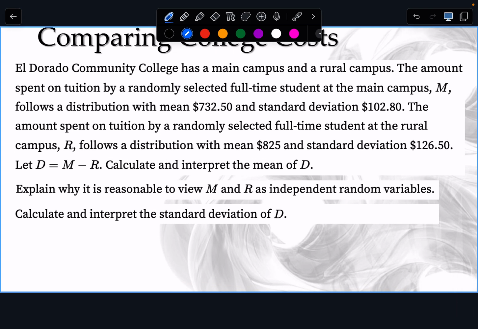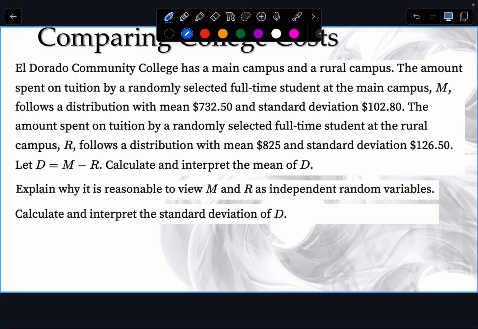So this is kind of like what you'll see in the homework. This is a problem from the book. So El Dorado Community College has a main campus and a rural campus. The amount spent on tuition by a randomly selected full-time student at the main campus, they're defining as random variable m, follows a distribution with the given mean and standard deviation. The amount spent on tuition by a randomly selected full-time student at the rural campus, random variable r, follows a distribution with the given mean and standard deviation.